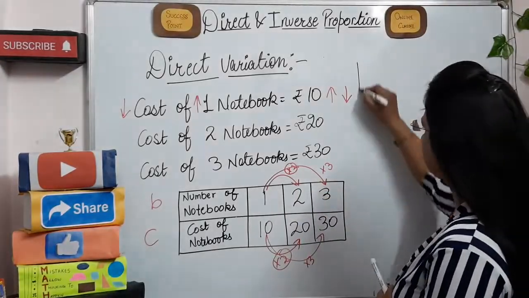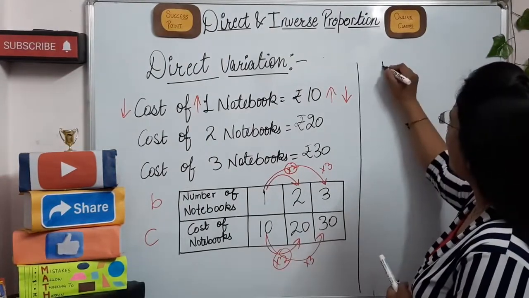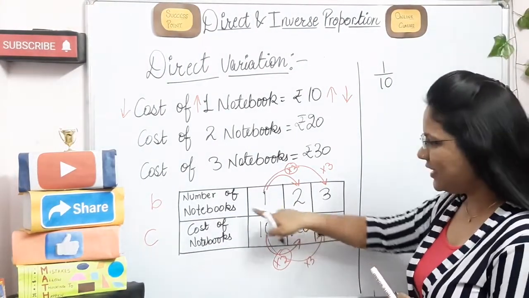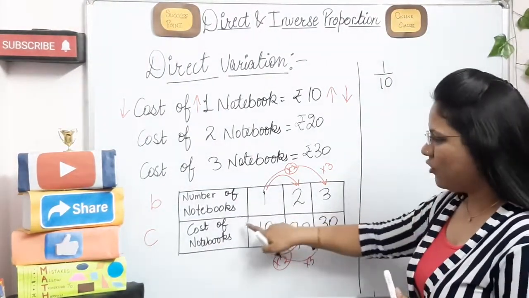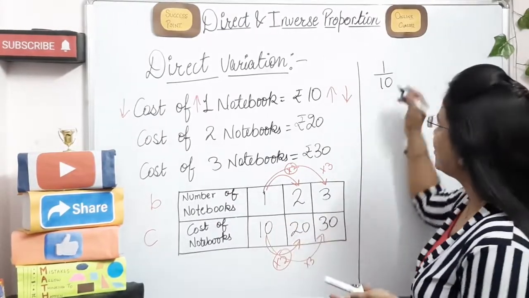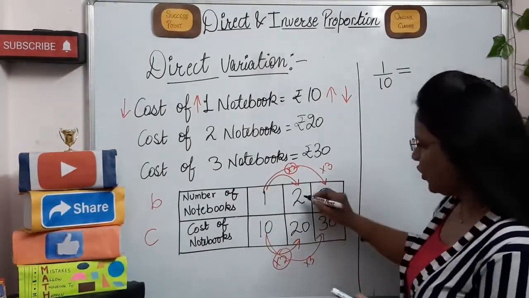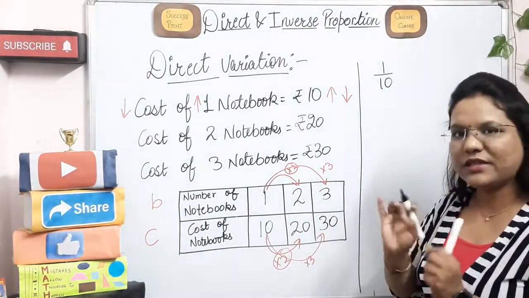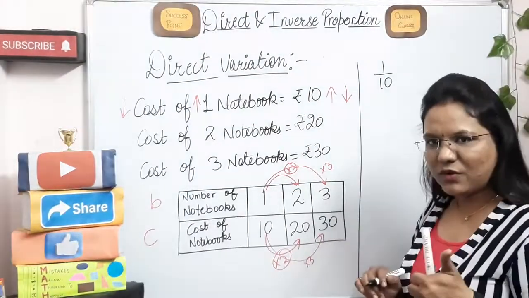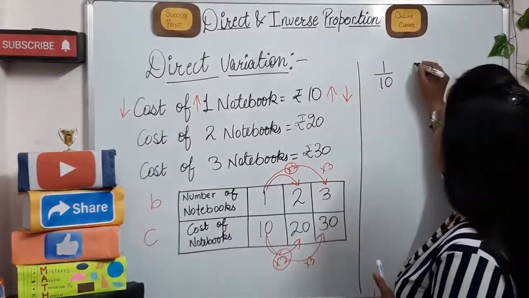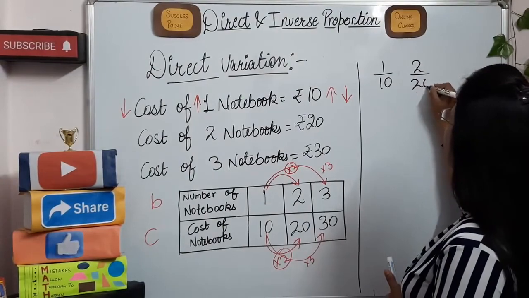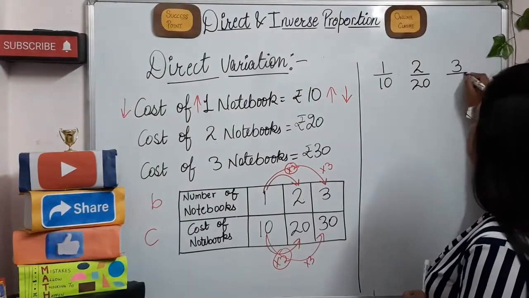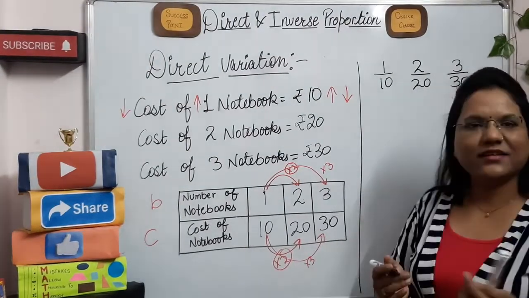So we can write 1 by 10, 1 and 10. Two quantities are there. Number of notebooks 1, cost of notebook 10 rupees. So 1 by 10 and 2 by 20. Are they equal? We don't know. We have to check it. So that's why we are not using any sign here. So 2 by 20. And the third one, 3 upon 30.